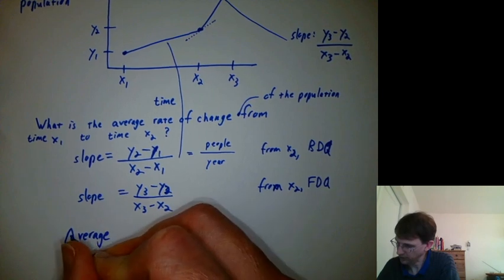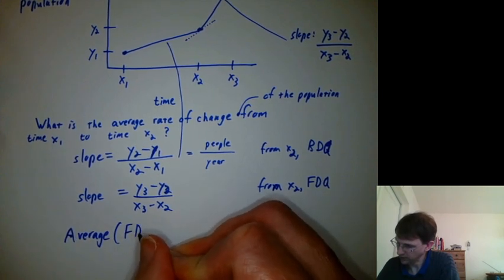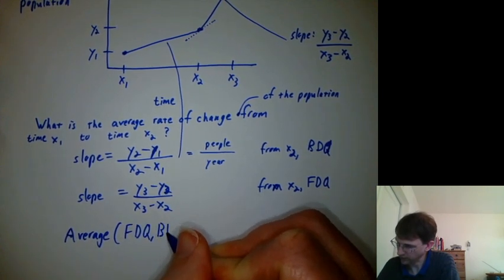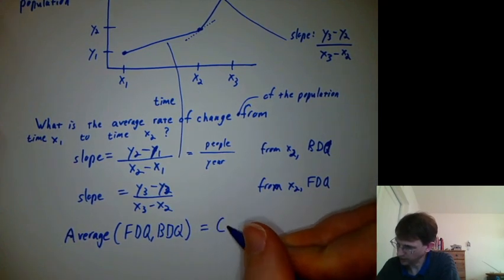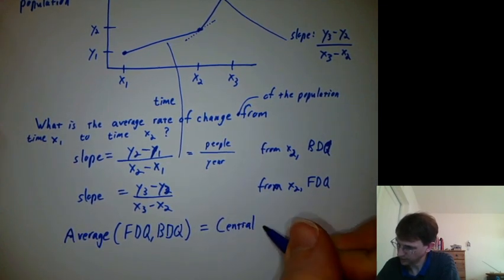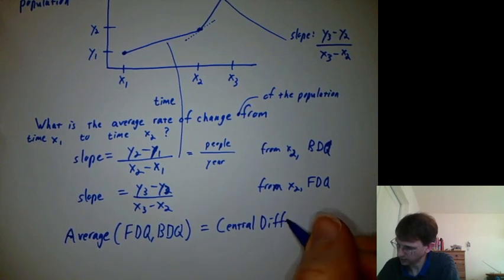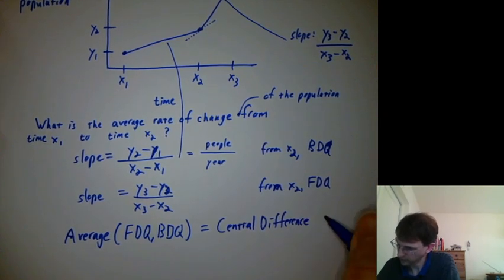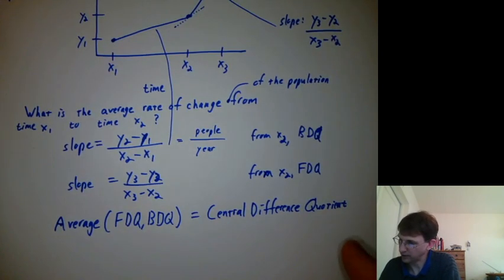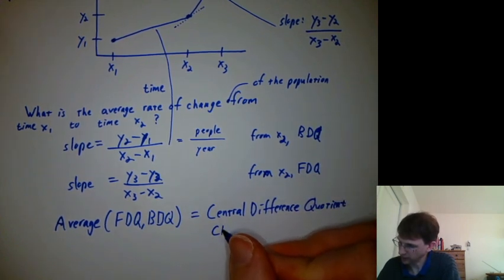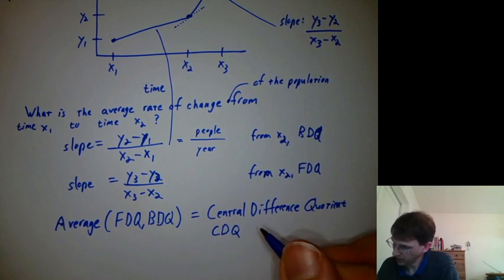So if I average the forward difference quotient and the backward difference quotient, that's something that you could call the central difference quotient. And that's often a really good idea. The central difference quotient tends to be more accurate than either the backward or the forward difference quotient. You could abbreviate that CDQ, of course.